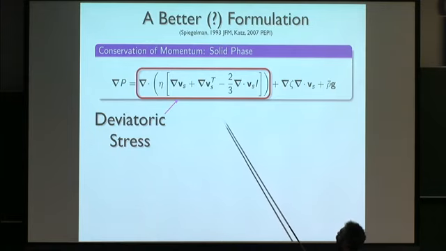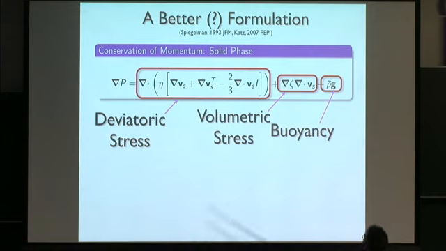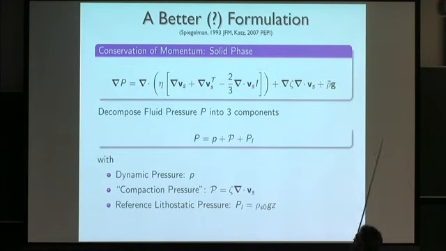variations due to deviatoric stress. This is the deviatoric strain rate tensor times the viscosity. Volumetric stresses, so the divergence of the solid times the bulk viscosity, and a background sort of body force, a lithostatic pressure gradient. And so I found it's rather convenient to separate, just do a linear decomposition of the pressure, okay, into three terms that basically accommodate each of these terms.